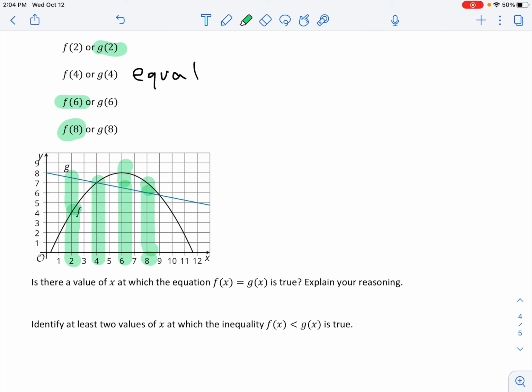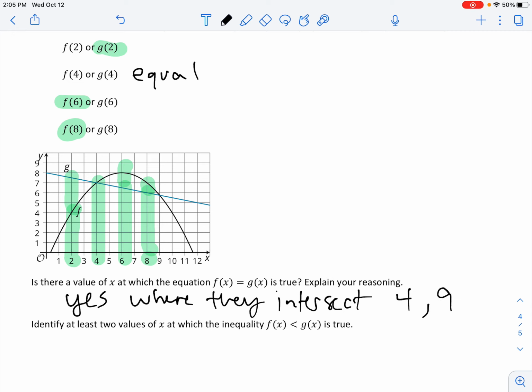So is there a value of x at which the equation f of x equals g of x is true? Explain your reasoning. And the answer is yes. And it's where they intersect. Okay, so where the two graphs intersect is where the two functions are equal to each other. So yes, where they intersect. And so in this case, they intersect at two values. The first one is at 4, and the second one is at 9. So at x equals 4 and x equals 9, those two functions are equal to each other.